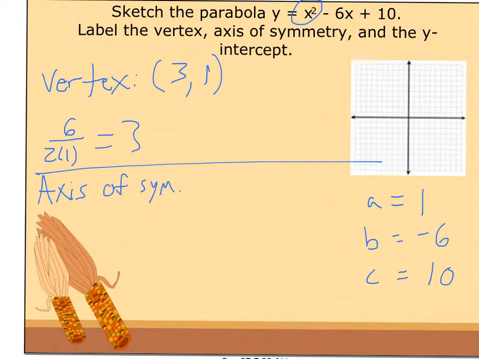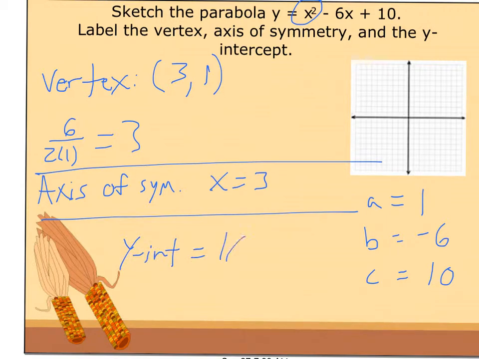It's always the same as the x-coordinate, so the axis of symmetry is right at x equals 3. And our y-intercept equals 10, because that's the value for c. Okay? When you combine that with the fact that I know this graph opens up, and its vertex is at 3, 1, I have a pretty good indication of what its graph is going to look like.